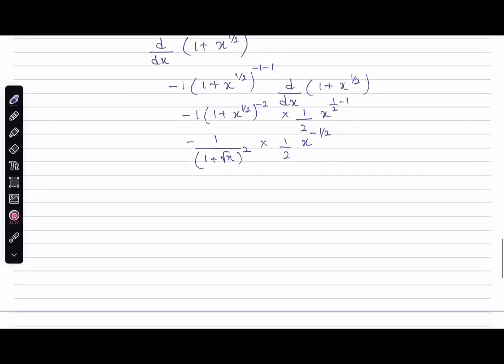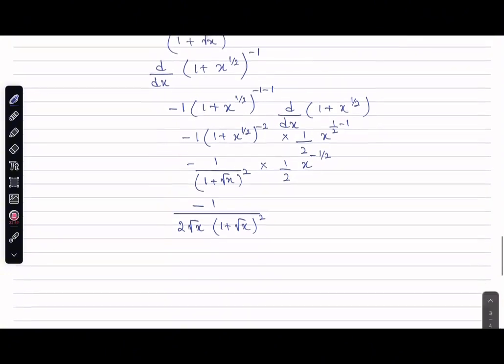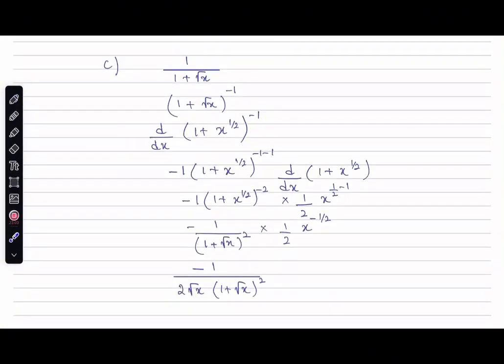So writing it in a proper form, I can say that this answer is negative 1 divided by 2 root of x and 1 plus square root of x the whole square. So this is then going to be the answer to this given equation, so this negative 1 divided by 2 root of x times 1 plus root of x the whole square is going to be the answer for 1 divided by 1 plus root of x here.